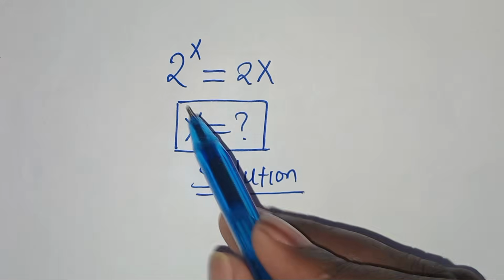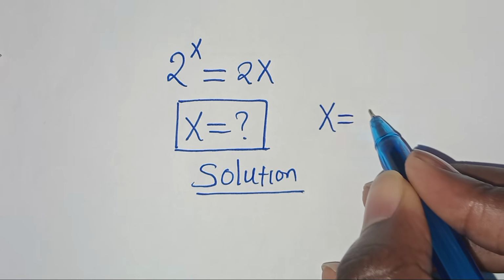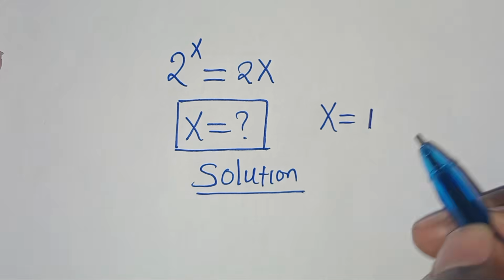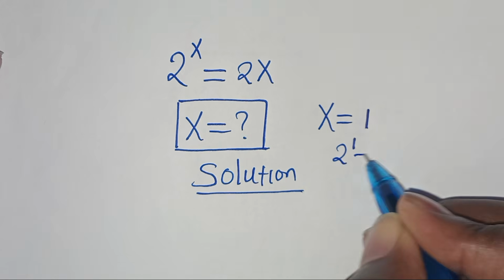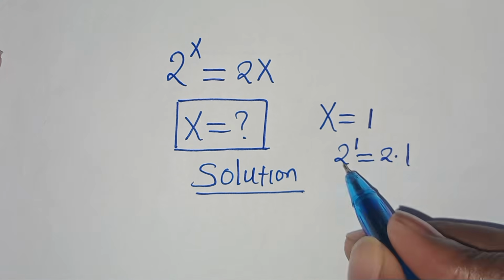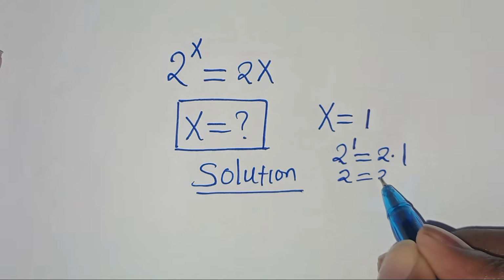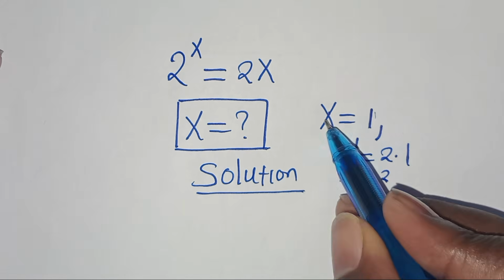Now by inspection, we can check some of the values of x. If we check x equal to 1, this means we have 2 to the power of 1, which is the same thing as 2 multiplied by 1. So 2 is equal to 2, which means that x equal to 1 is one of the solutions.